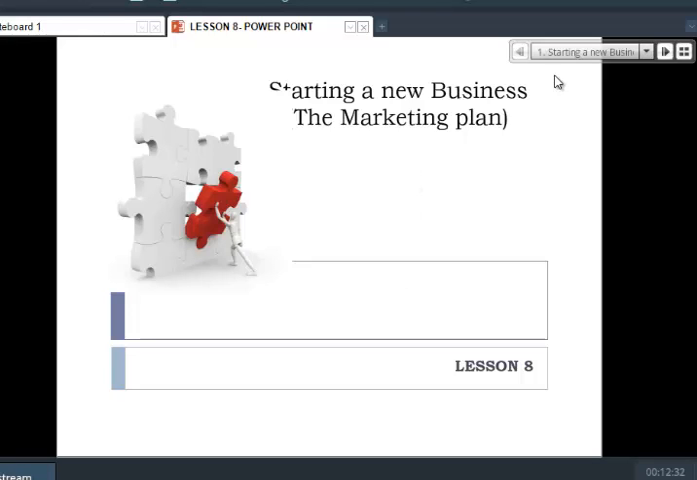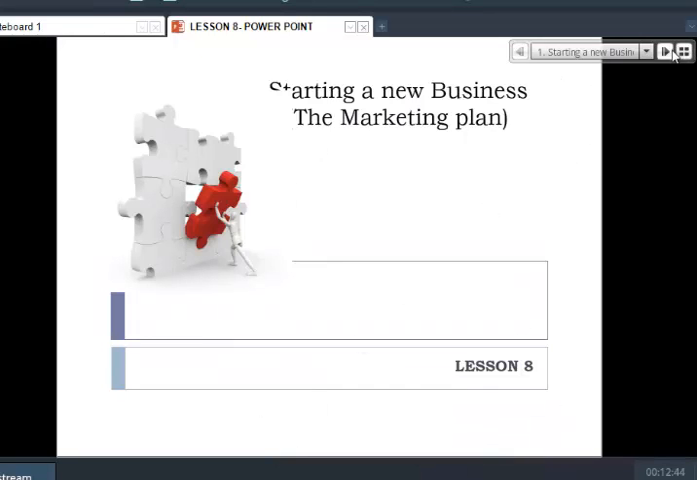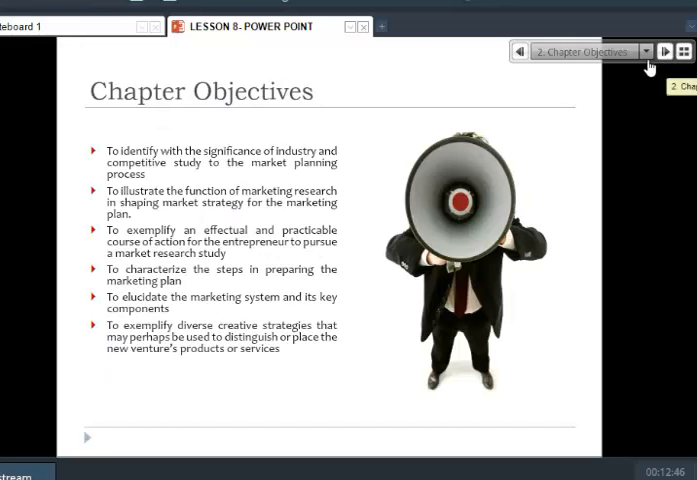So let's get started with lesson 8, how to start a new business, how to set a marketing plan. With these chapters, we will be able to identify the objectives, to identify the significance of the industry and the comparative study to the market planning process, to illustrate the function of the marketing research in shaping market strategy for the marketing plan.